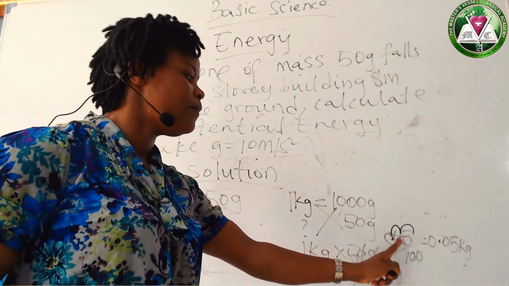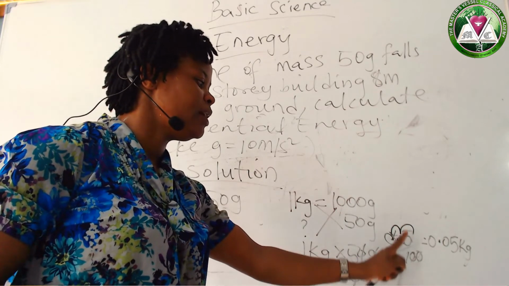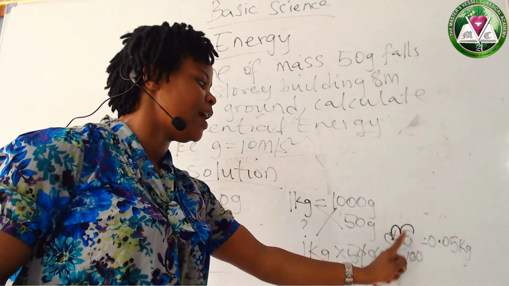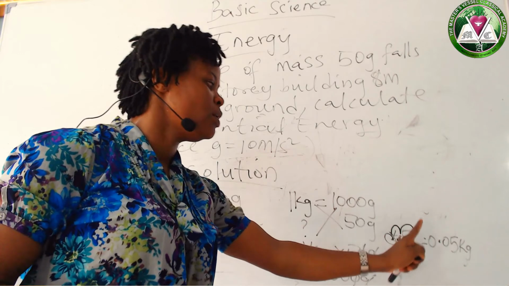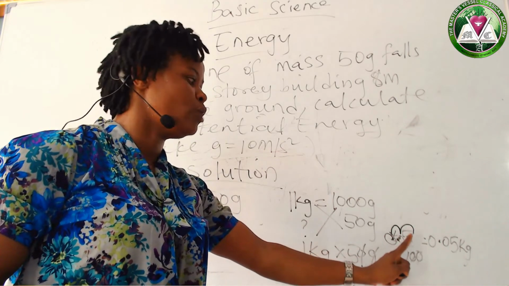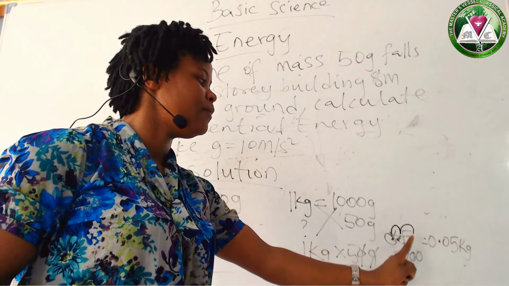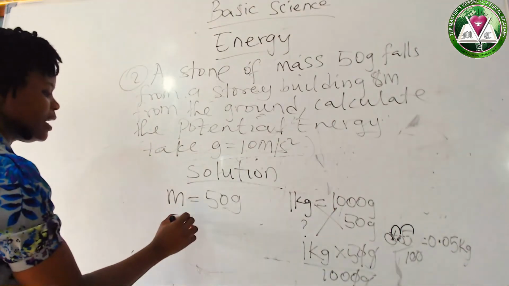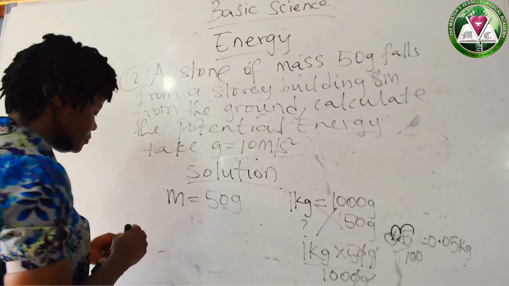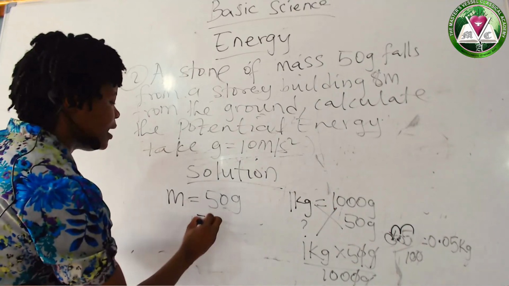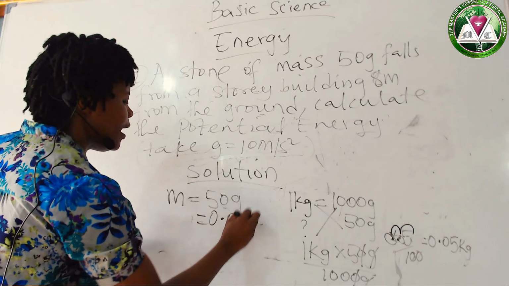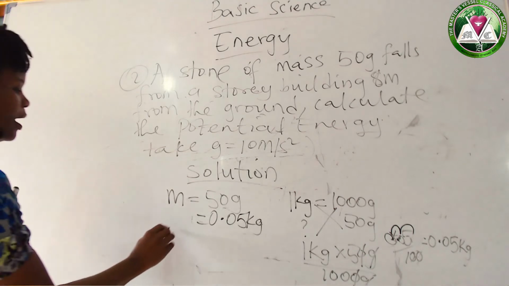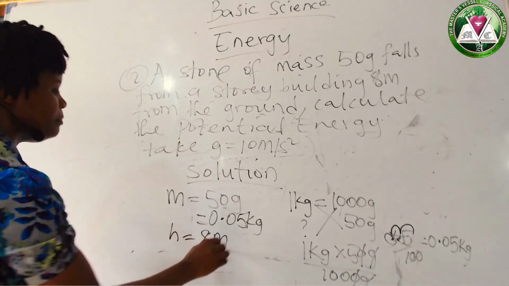You can divide it this way, 5/100. 100 divide 5 is impossible. You write 0 and put dot, then put 0 behind. 100 divide 50 is impossible still. You put 0, then put another 0 behind. Then you have 500/100. Then 500 divide by 100 will give you 5. So that's how we got 0.05 kg. So automatically now we have our mass as 0.05 kg. Okay. Then from a story building, 8 meters. So you have the height as 8 meters.